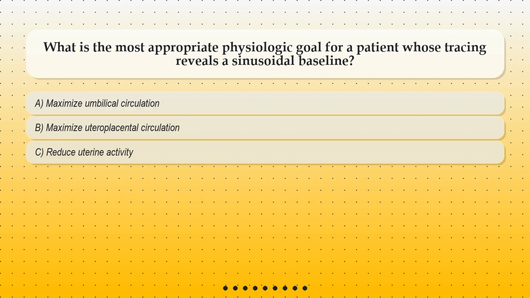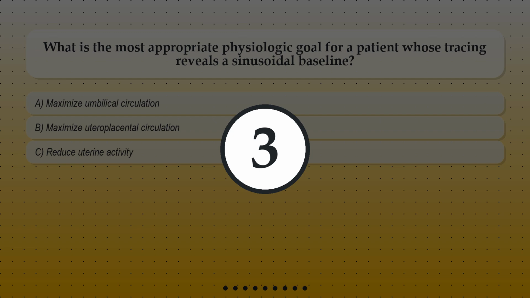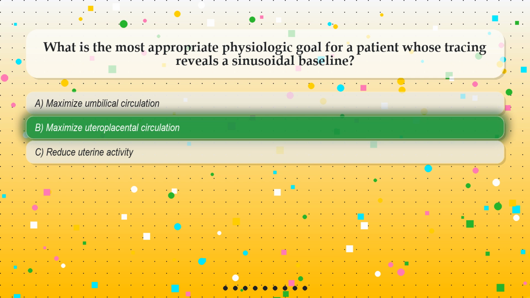Question 3. What is the most appropriate physiologic goal for a patient whose tracing reveals a sinusoidal baseline? Option A, maximize umbilical circulation. Option B, maximize uteroplacental circulation. Option C, reduce uterine activity. The correct answer is option B, maximize uteroplacental circulation.